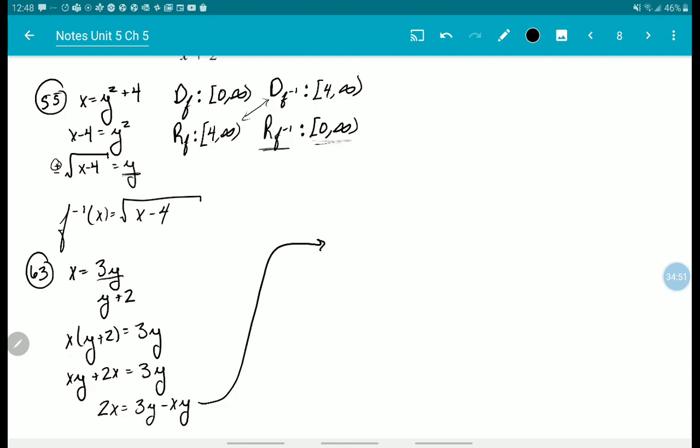And if you notice, both of the terms on the right have a y in common. So we can pull it out. And then we can divide both sides by that 3 minus x. So there's our inverse function.